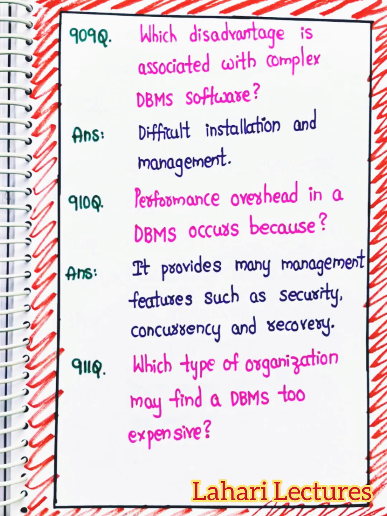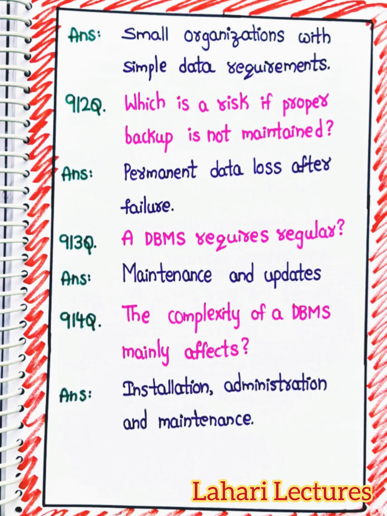Which disadvantage is associated with complex DBMS software? Difficult installation and management. Performance overhead in a DBMS occurs because it provides many management features such as security, concurrency, and recovery. Which type of organization may find a DBMS too expensive? Small organizations with simple data requirements.